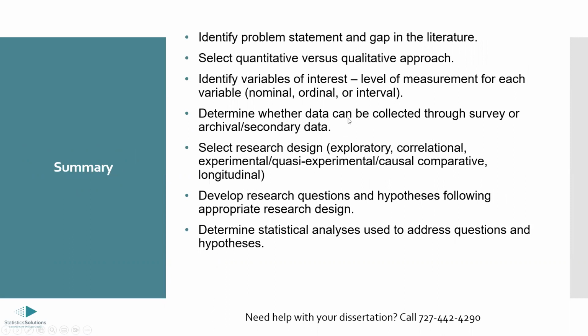Okay, in summary, first, pinpoint your literature. Identify a problem statement, figure out a gap in the literature, something that's making your topic unique. Determine if you're doing a quantitative or qualitative study. Try not to do both. Figure out your variables of interest, put it all into one table, identify the level of measurement for each of your variables. Are they nominal, ordinal, or interval? Also list all the possibilities of those variables.